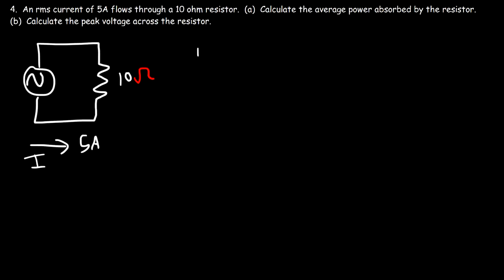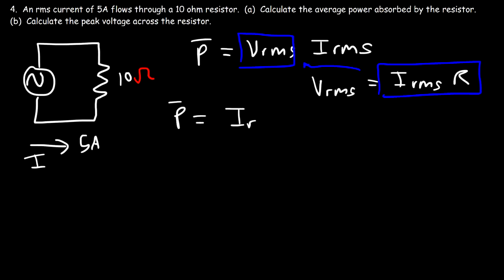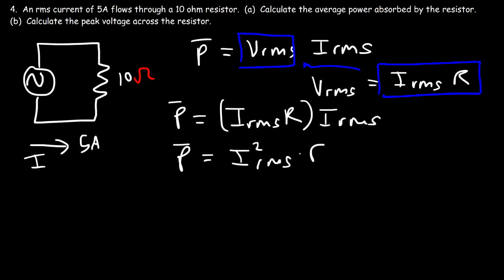So how can we calculate the average power? The average power is the RMS voltage times the RMS current. And based on Ohm's law, V is equal to IR. So the RMS voltage is equal to the RMS current times the resistance. So what I'm going to do is replace the RMS voltage with the RMS current times the resistance. So if we plug that in, this is going to be equal to the current times the resistance times another current value. So the average power is the square of the RMS current multiplied by the resistance.